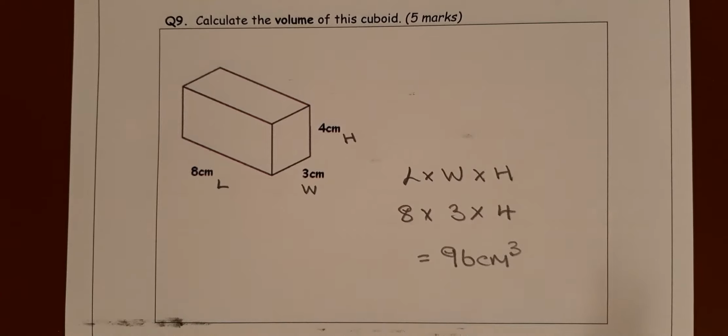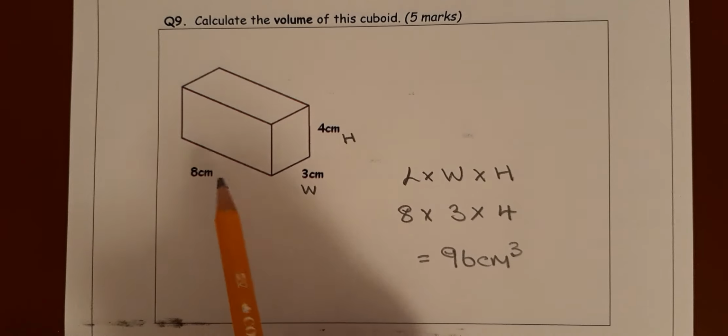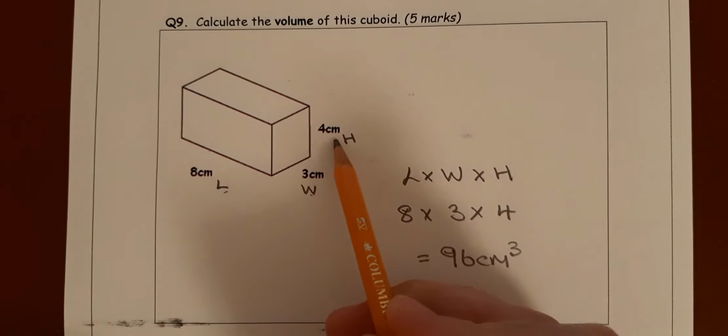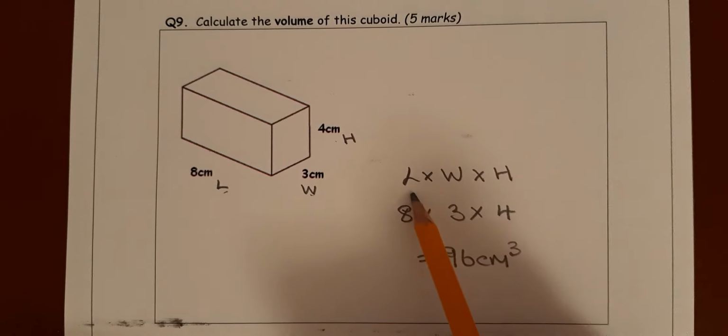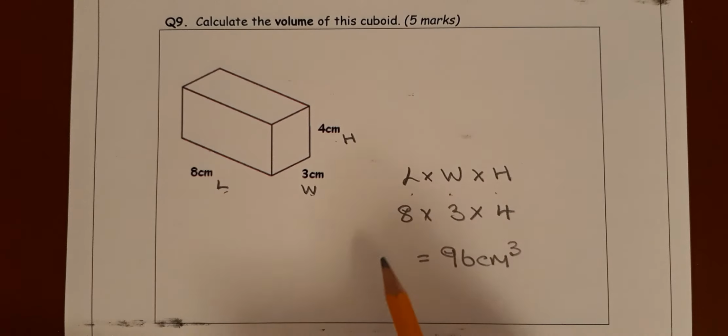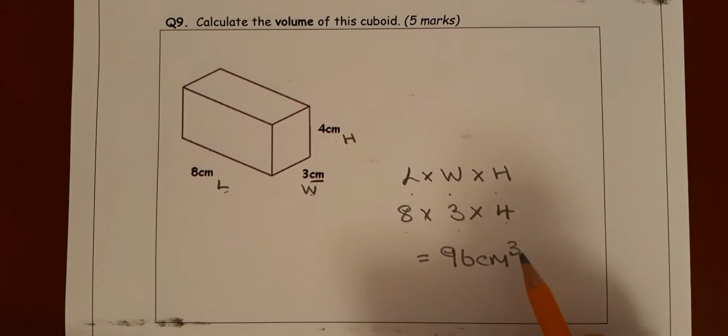Question 9. Calculate the volume of this cuboid. So 8 is our length, 3 is our width, 4 is our height. The formula for the volume of a cuboid is length by width by height. So we have 8 multiplied by 3 multiplied by 4. This gives us 96 centimeters cubed.